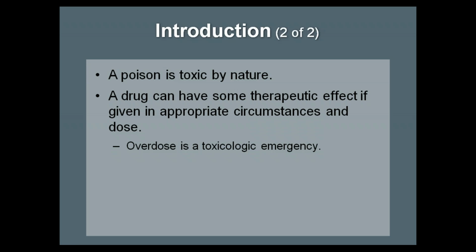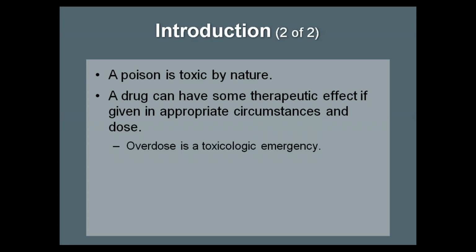All right. So poison is toxic by nature. A drug can have a therapeutic effect if it is given in appropriate circumstances and dose. So I guess probably what it's saying is that any drug, even if it's prescribed, can be considered toxic if it's given, if there's too much, if you get outside that therapeutic range.